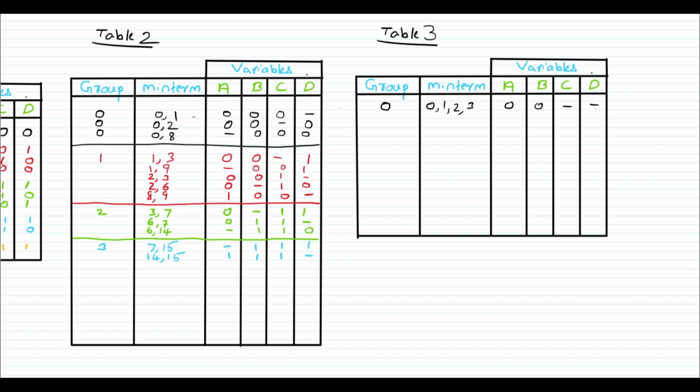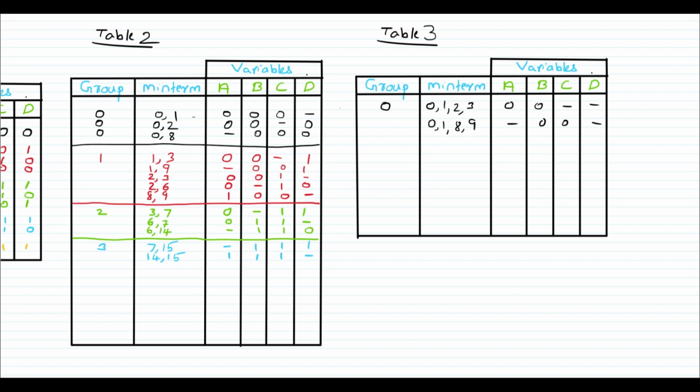Now the next one. So we have checked with 2, 3. Now the next one is 8, 9. It contains the dash in the same place as 0, 1. So when we consider 8, 9, again only A is changing. B is same, C is same, and D is dash. So we can take 0, 1, 8, 9 also. A is changing, so dash, B and C are 0, and D is already dash. So this ends group 0.